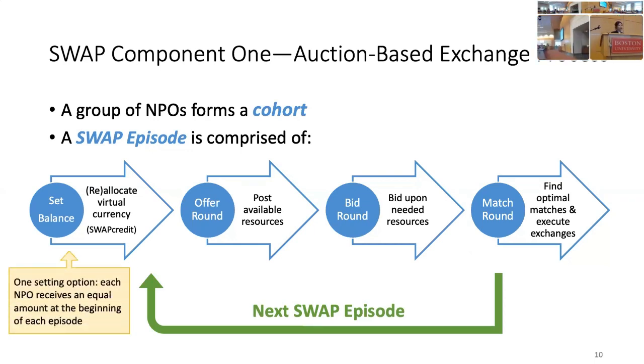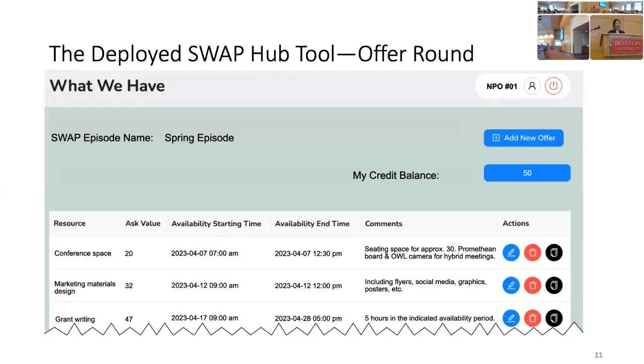One possible allocation option is that each nonprofit receives an equal amount of credits at the beginning of each episode. It promotes fairness by ensuring all the participants start at the same place. And then imagine I'm a nonprofit role, so I can log into my SWAP account, and in the offer rounds, I can post my available resources.